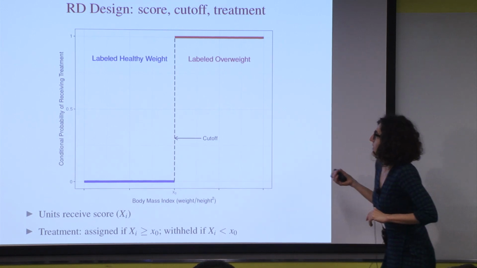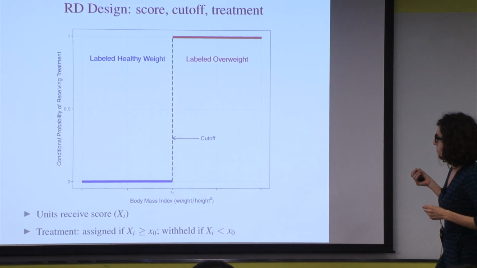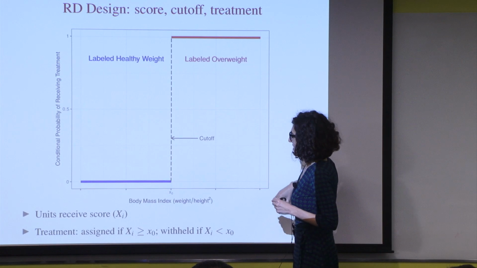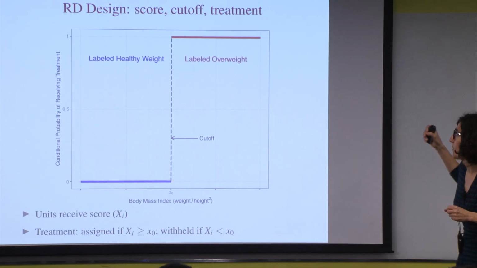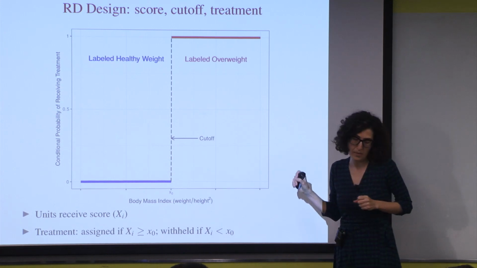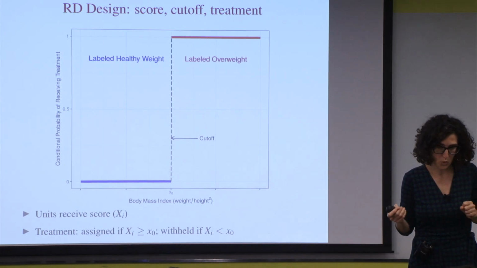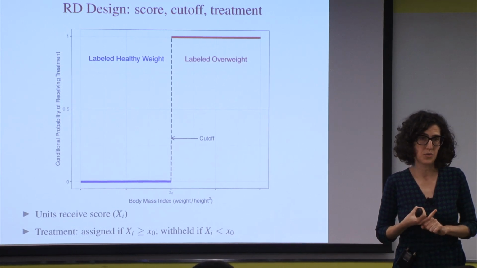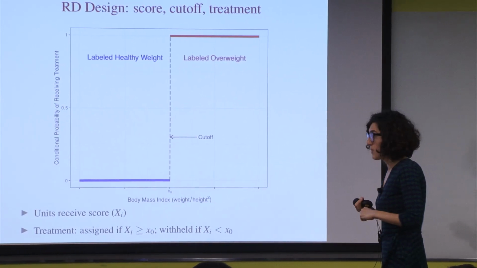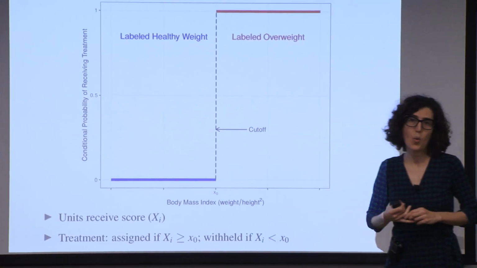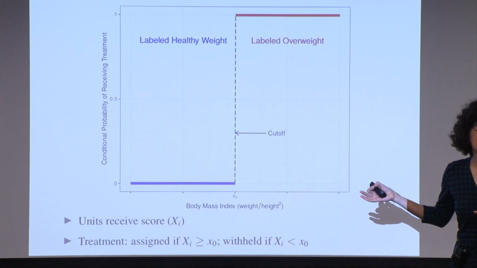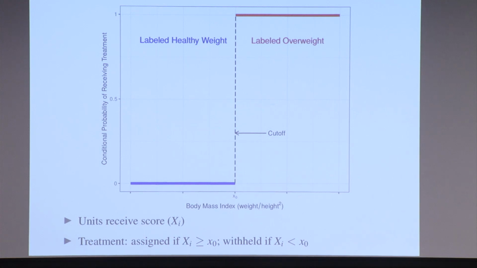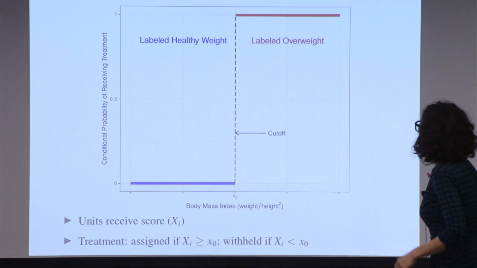So what you have here comes from a real paper. Here I have on the x-axis a score, and on the y-axis the probability of receiving treatment conditional on the score. New York public schools record height and weight for all their students. Using height and weight, they calculate the BMI index. BMI is weight over height squared, so it's a measure of your weight adjusted by your height. And then there are cutoffs that come from the medical community that say if your BMI, body mass index, is above a cutoff, you are considered overweight, and if it's below a cutoff, you're considered healthy weight.